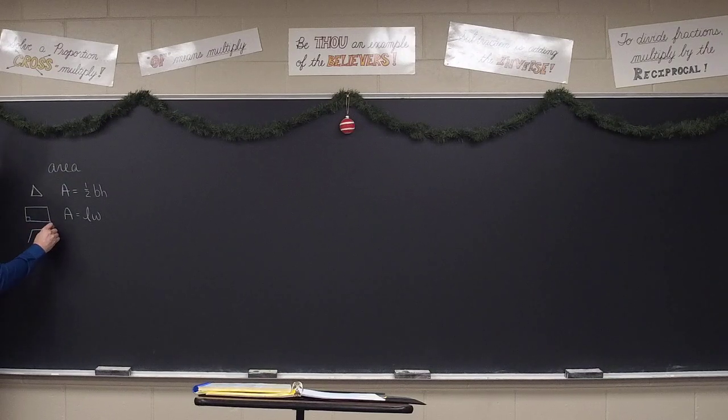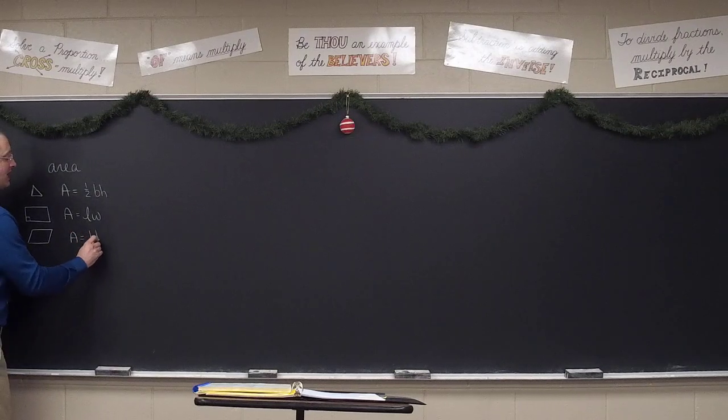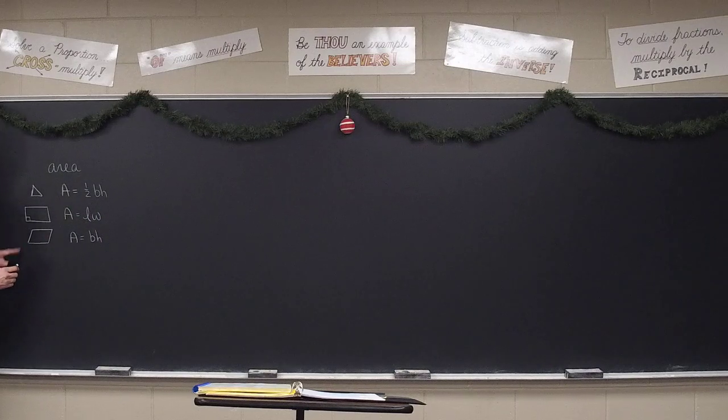If I slant the rectangle, we now have a parallelogram. What's the formula for the area of a parallelogram, Sam? Is it A equals BH? Good. A equals BH, where H is not the slanty side, remember. The H is the perpendicular between the two parallel bases.